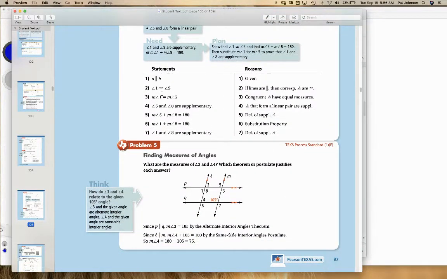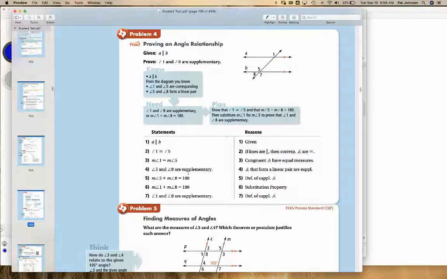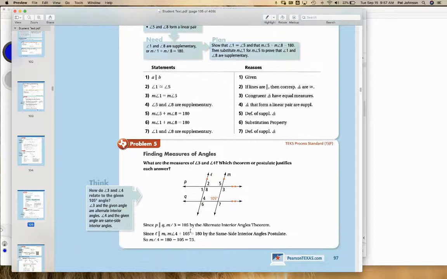Okay, so remember, they asked us to show that they're supplementary. They did not say that they're equal to 180. We have to go exactly to what they want us to prove.